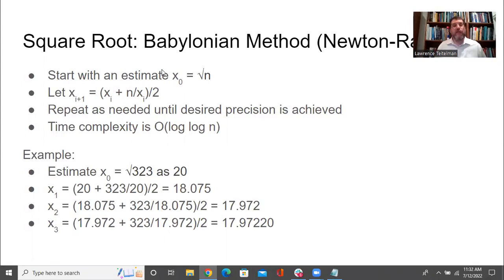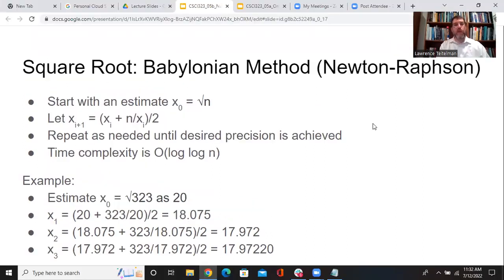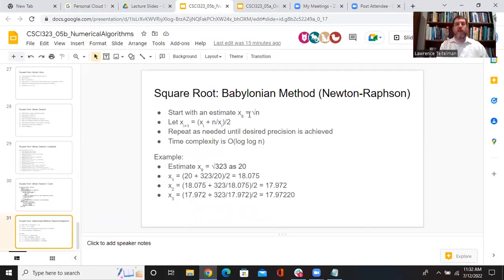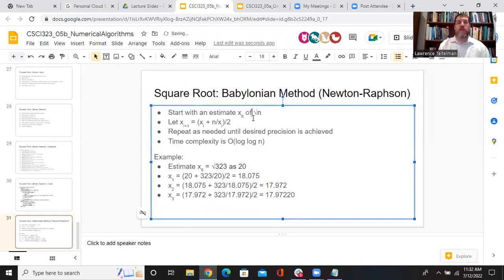Now, this is sort of a funny kind of estimate because the whole point is to get the square root. Let's just fix that. So let's say we start with an estimate of the square root of n. Usually we can get a reasonable estimate. And then what we're doing is we compute each number in terms of the previous estimate, plus n over the previous estimate, divided by 2.